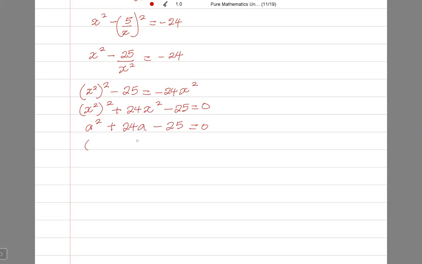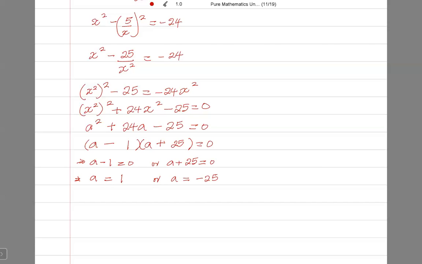I'm going to solve this using the method of factorization. This is a 25, 1, positive and negative. Therefore, a minus 1 is equal to 0, or a plus 25 is equal to 0. Therefore, a is equal to 1, or a is equal to minus 25.